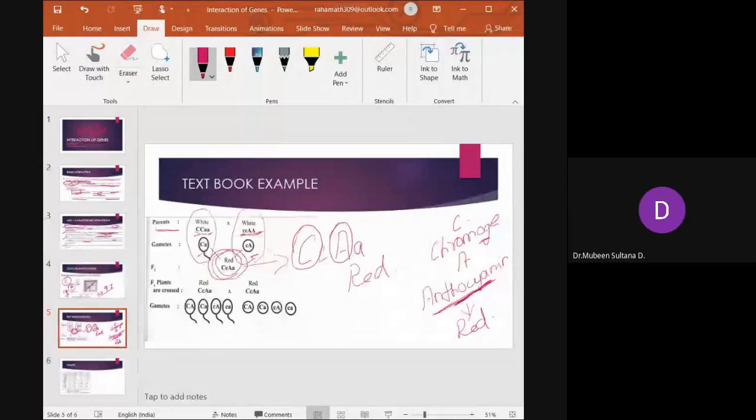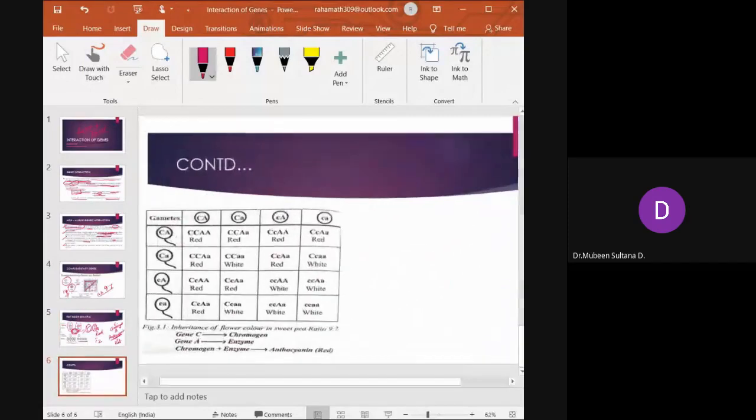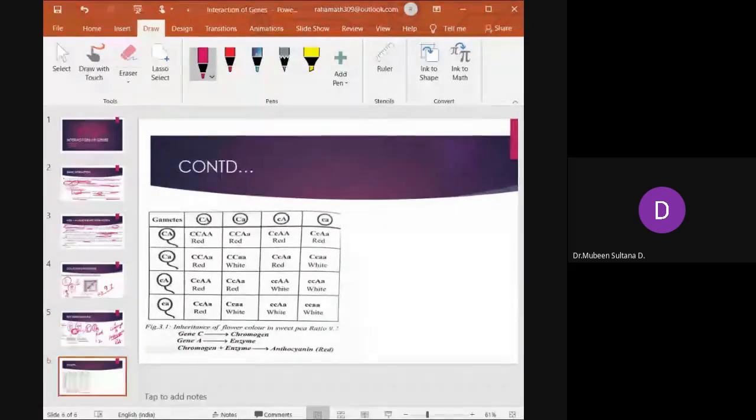So now we take this as the F1 generation and go for the next part, the F2 generation. For this F2 generation, we need four types of gametes: capital C capital A, capital C small a, small c capital A, and small c small a. So these are the sperms and these are the ova. This is how we take them as gametes. In the next slide, you can see we have taken the gametes here. You have the sperms here and the ova here.